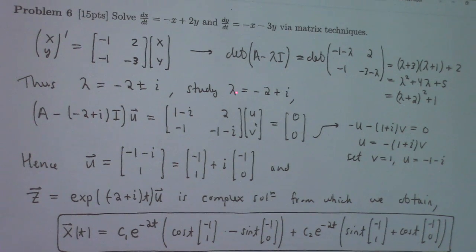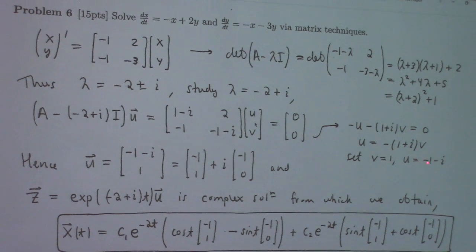In this case, we get minus 2 plus or minus i. Now, you only need one of those. One of those has all the data you need. So A minus the eigenvalue times I gives me this matrix. And so you can pick either equation. I like the second one, which is this. It gives me u equal to that.